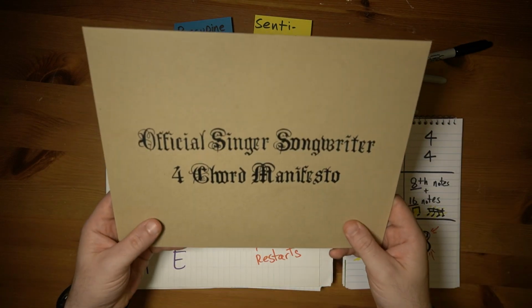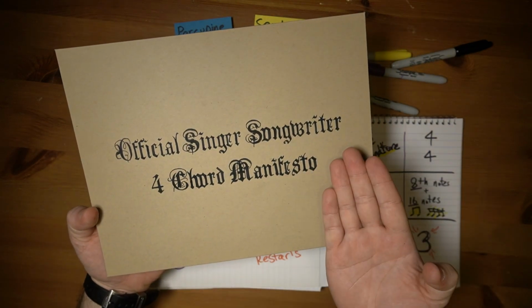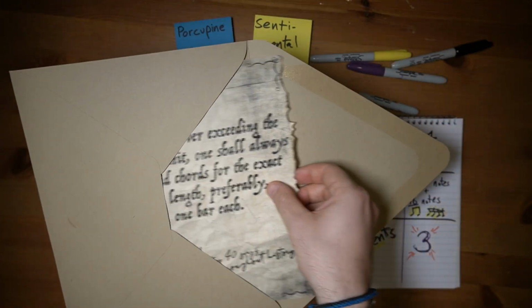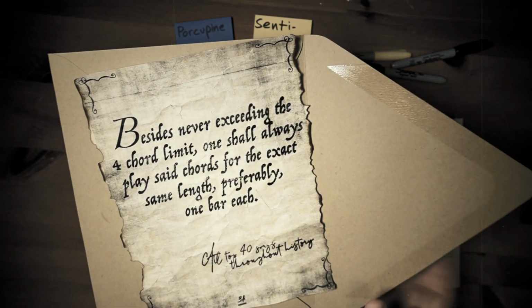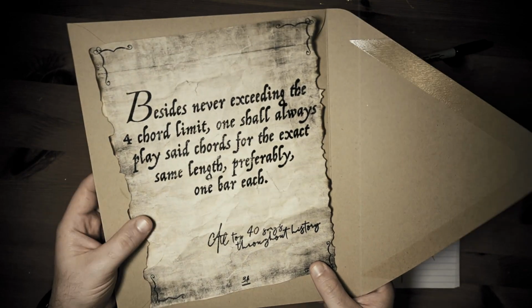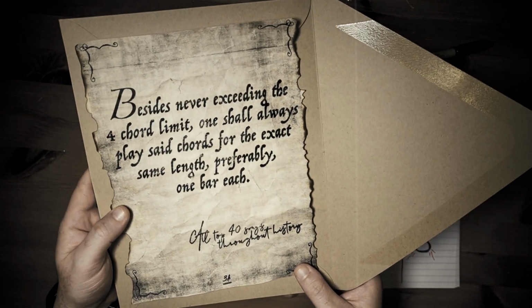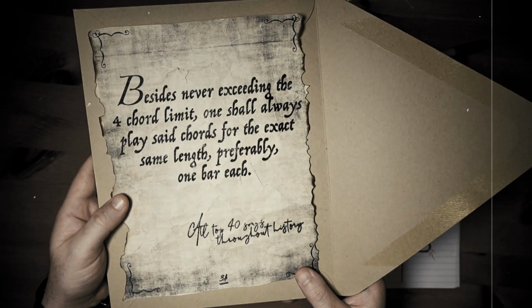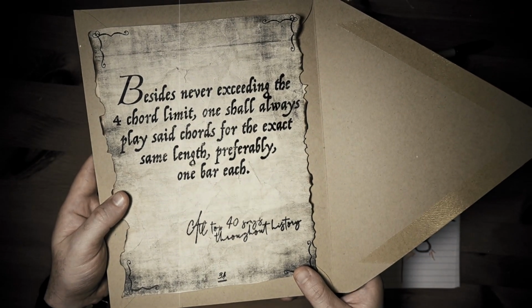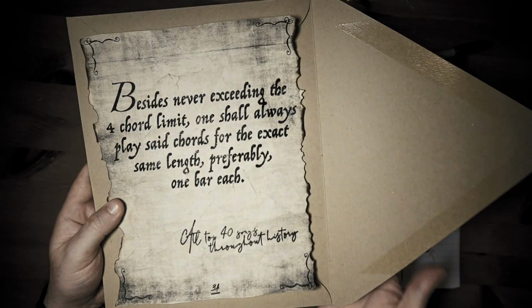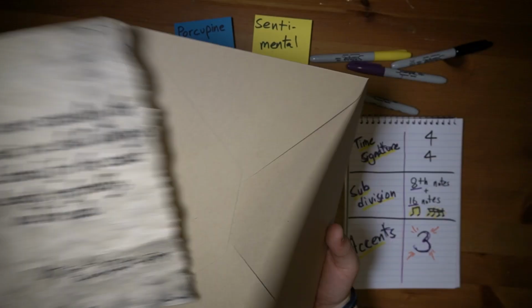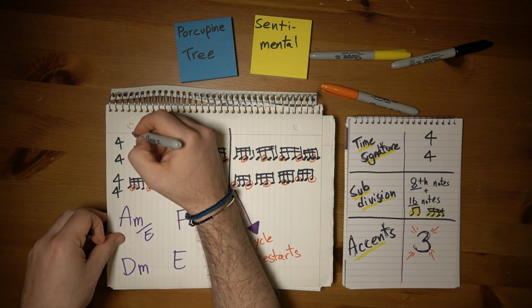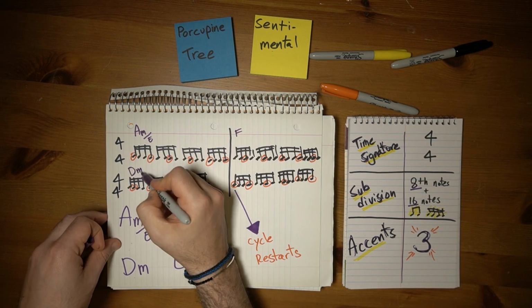Now, according to the official singer-songwriter four-chord manifesto, page 34, subsection C, paragraph 2, besides never exceeding the four-chord limit, one shall always play set chords for the exact same length, preferably one bar each, signed by all top 40 songs throughout history. Well, it's in the manifesto, so one bar for each chord it is.